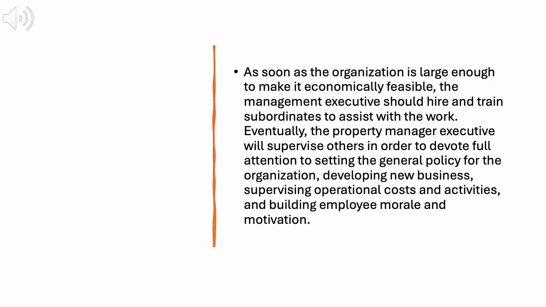As soon as the organization is large enough to make it economically feasible, the management executive should hire and train subordinates to assist with the work. Eventually, the property management executive will supervise others in order to devote full attention to setting the general policy for the organization, developing new business, supervising operational costs and activities, and building employee morale and motivation.